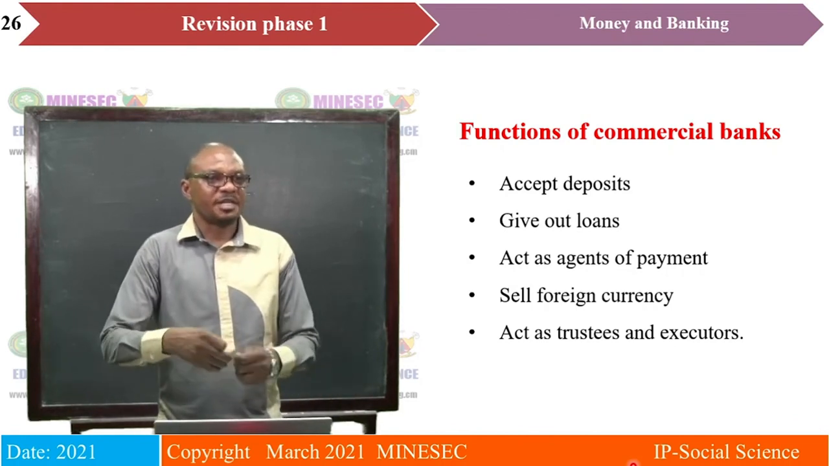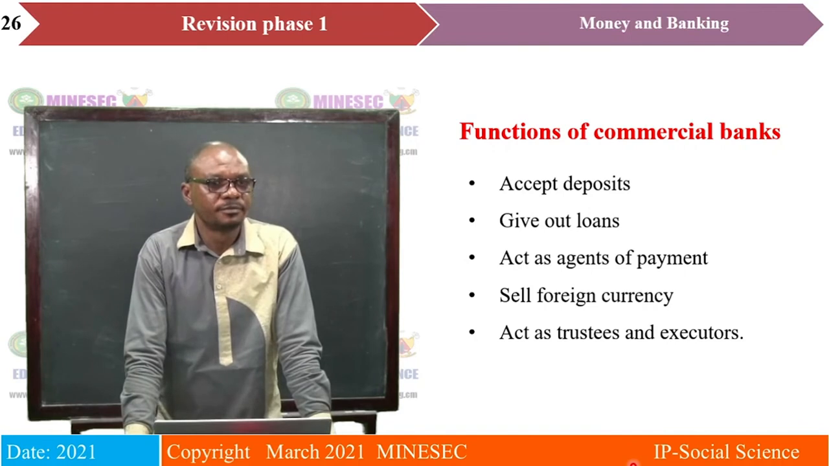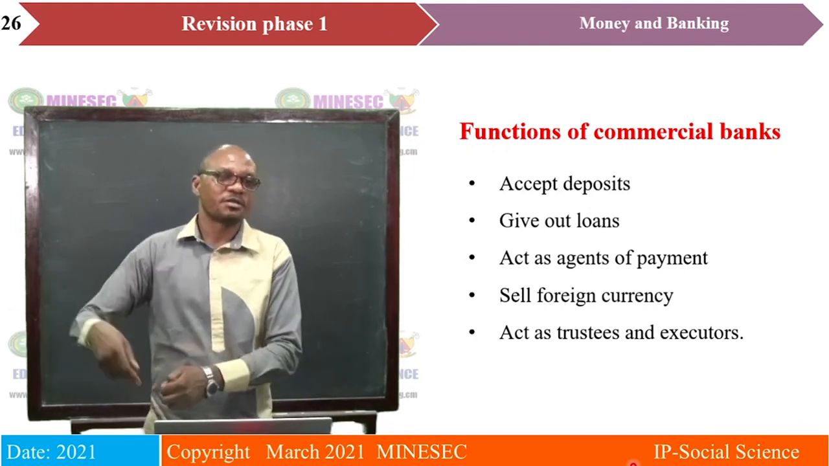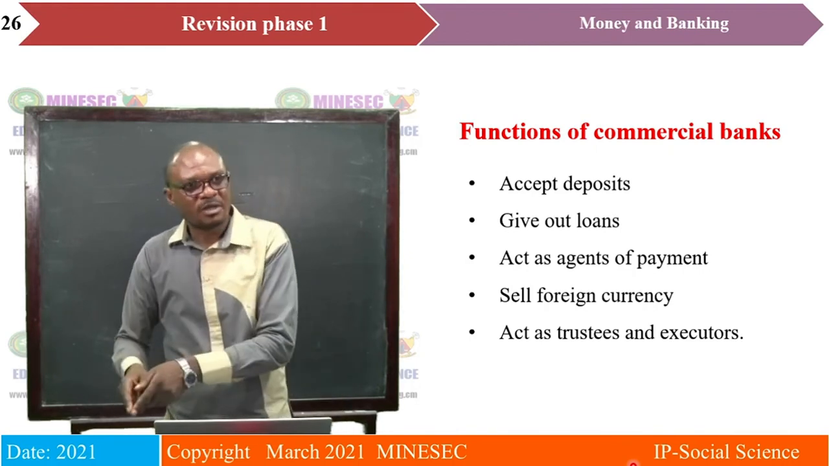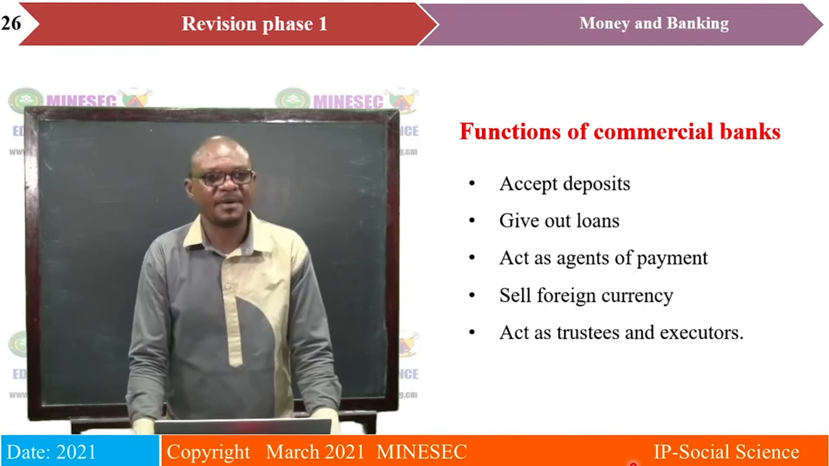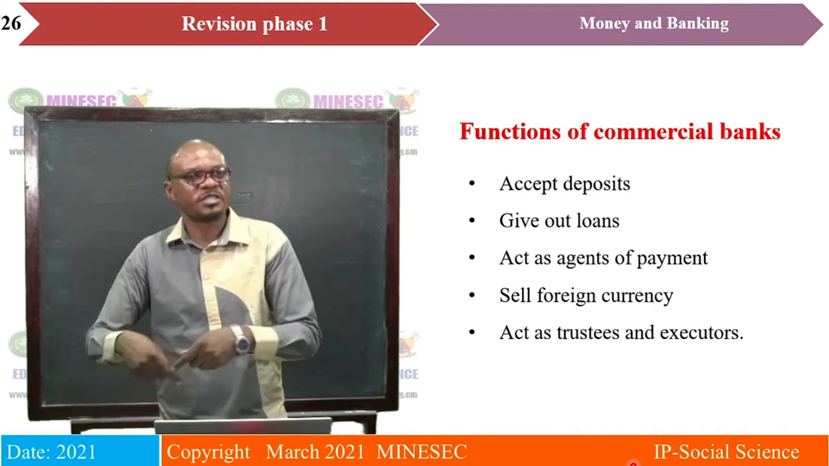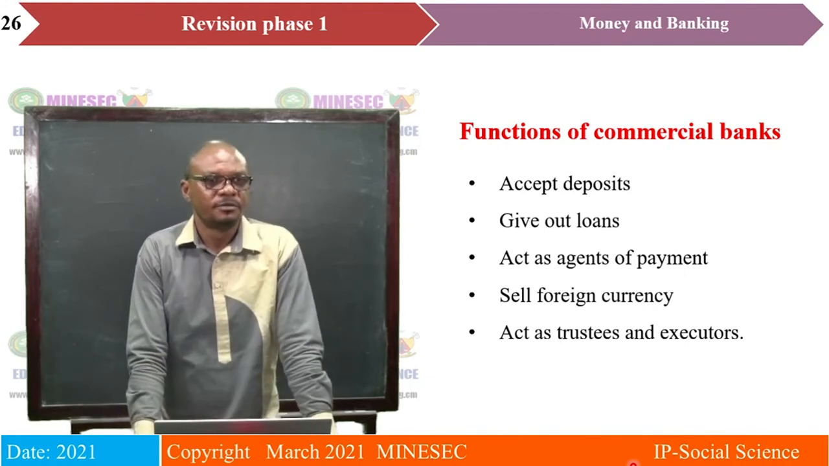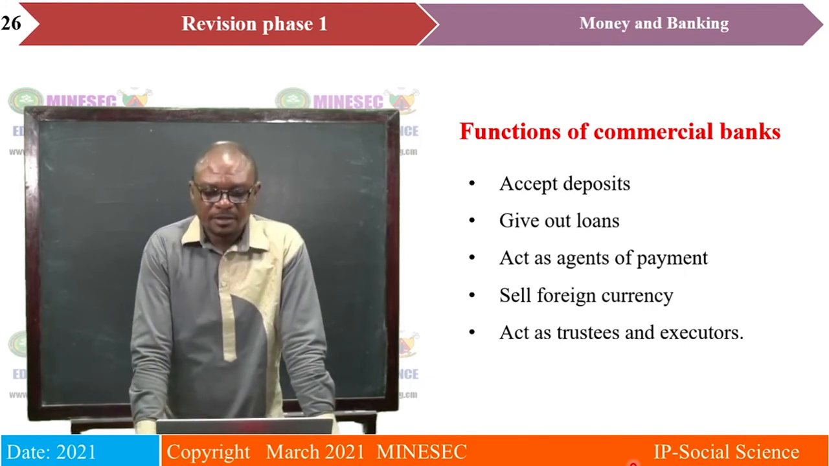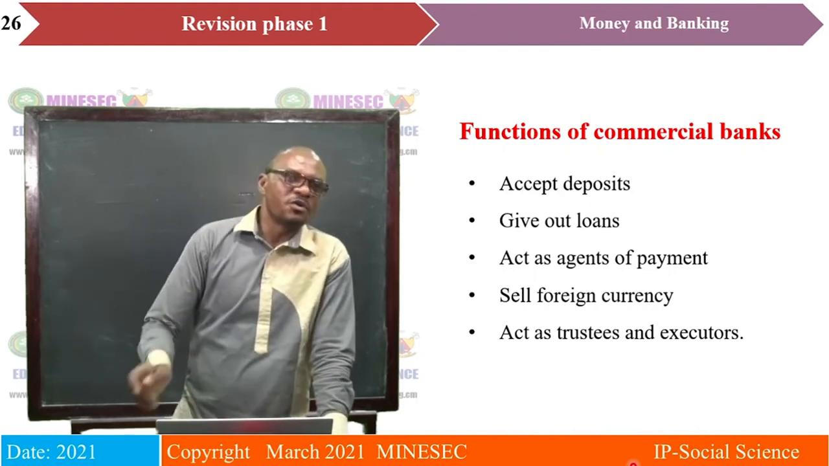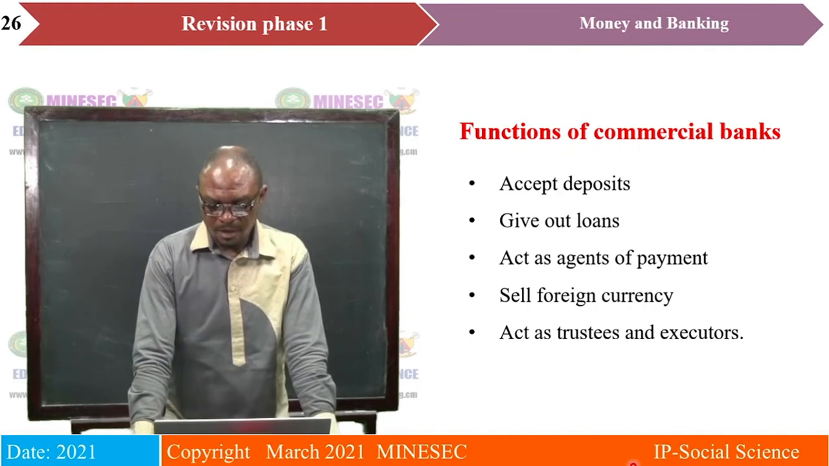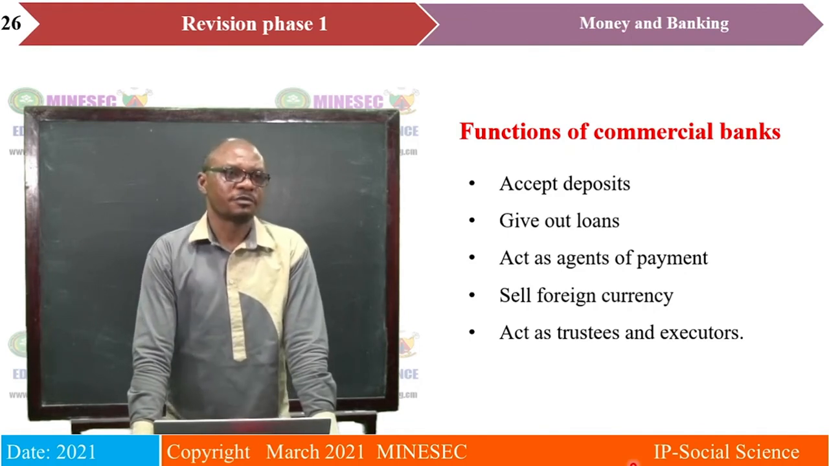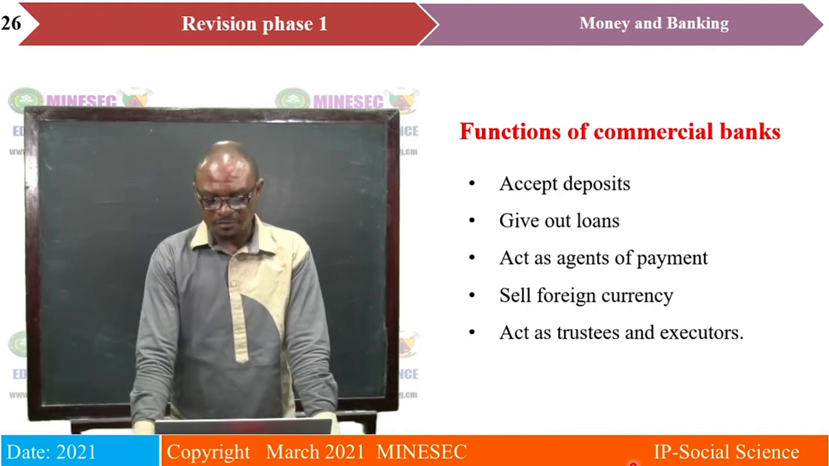When they accept a check, they are acting as an agent of payment, because that check is an instruction by a customer to the bank to make payment to a certain person whose name is on that check. They act as agents of payment when they honor standing orders and so on. So these are the primary functions, the basic functions of banks.